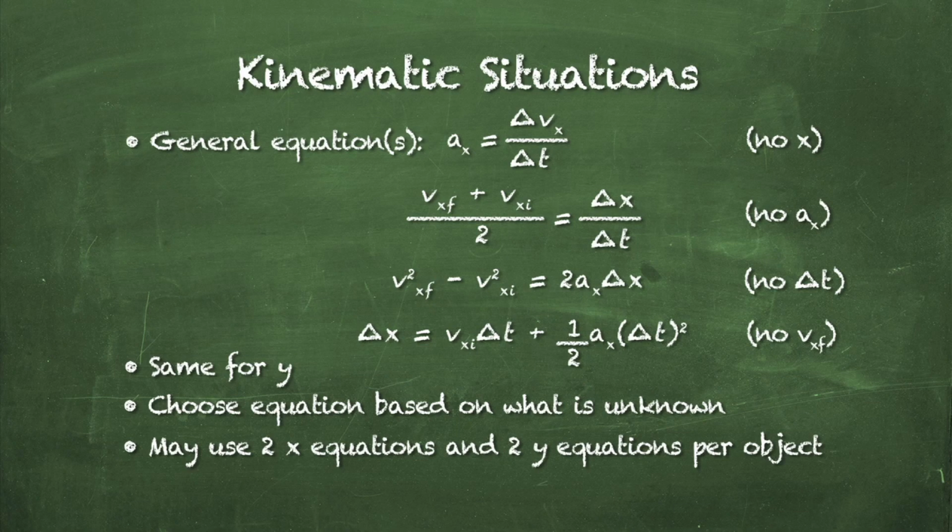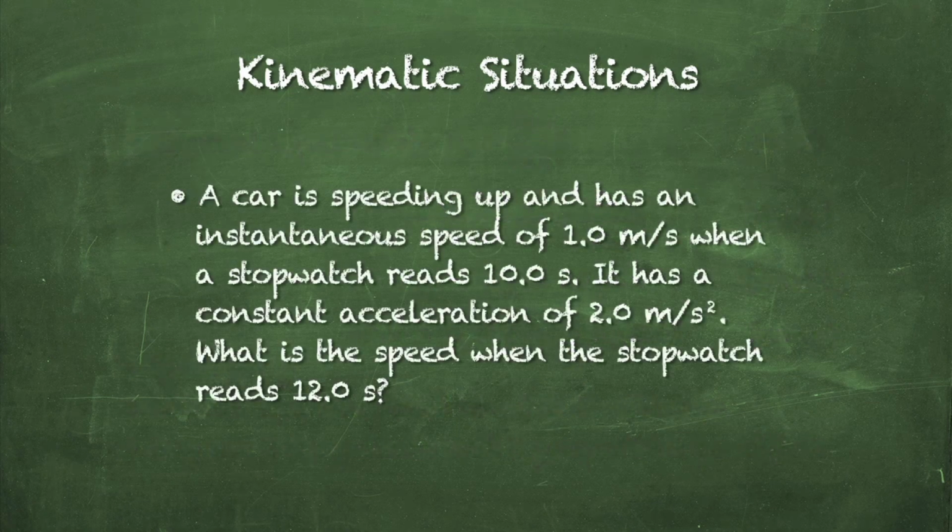Let's practice. Here's a situation. A car is speeding up and has an instantaneous speed of 1.0 meters per second when a stopwatch reads 10 seconds. It has a constant acceleration of 2.0 meters per second squared. What is the speed of the car when the stopwatch reads 12 seconds?